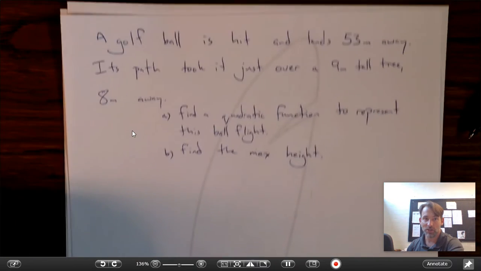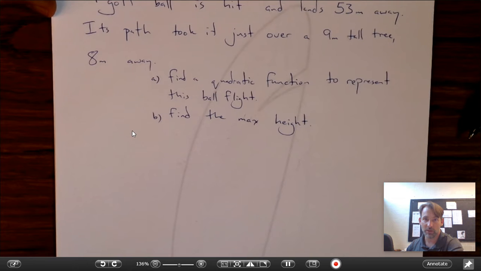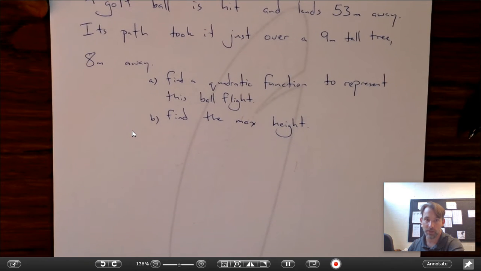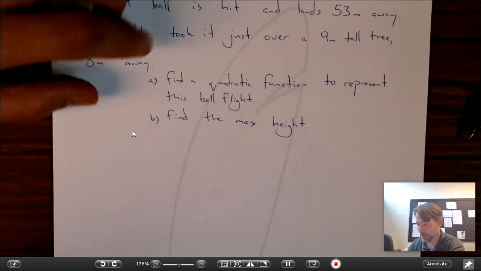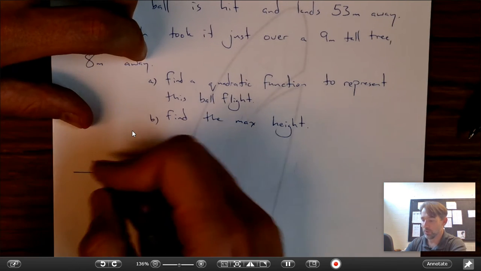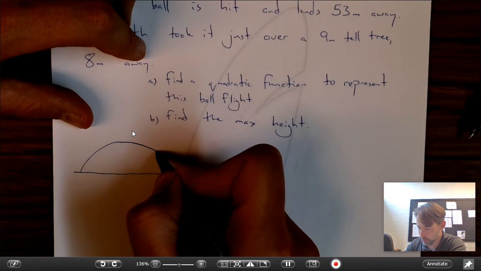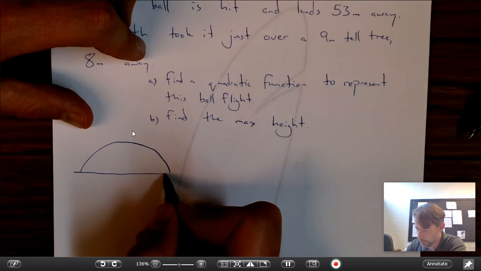Now, if we have an application question like this: a golf ball is hit and lands 53 meters away. Its path took it just over a 9-meter tall tree, 8 meters away. Find a quadratic function to represent this ball flight. Before you do that, you should visualize it. Everyone has an idea of what a golf ball flight should look like. So it looks like a parabola. It's going to be like this. It reaches its maximum, then comes down here, like that.